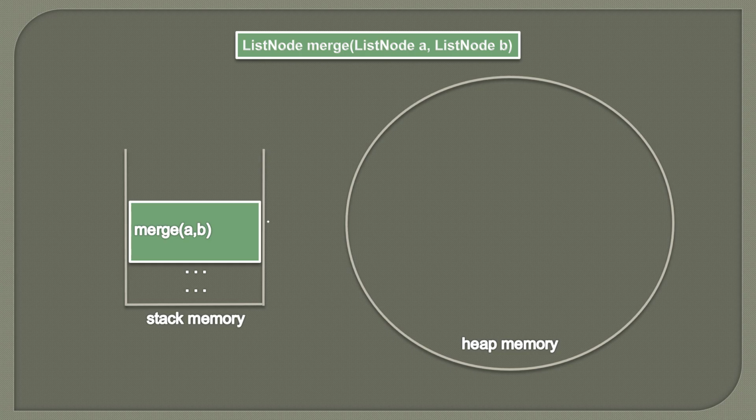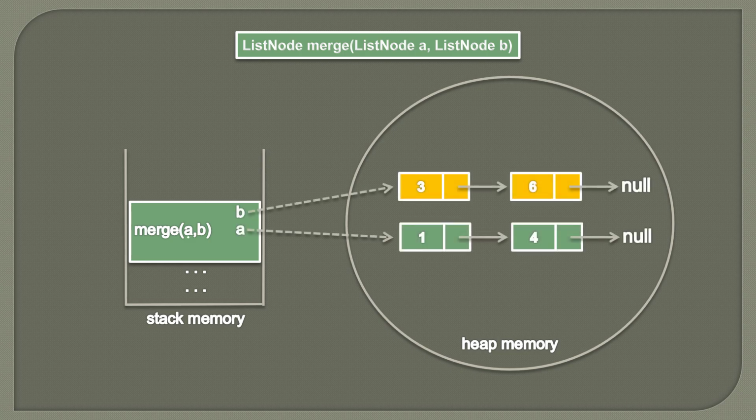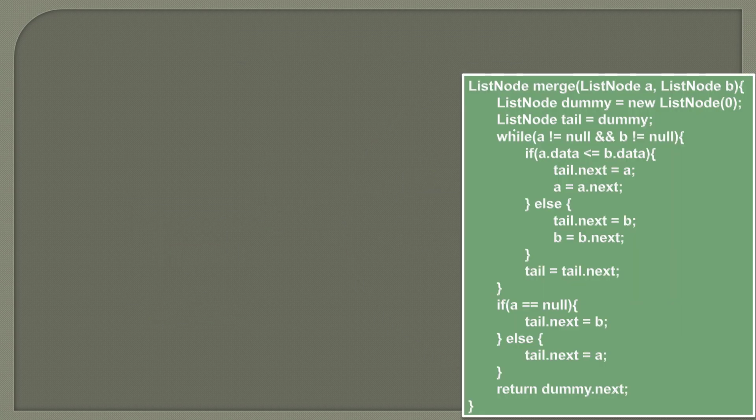So here if you see that whatever nodes A and B will hold, they will hold in the heap memory. So these are the objects which are of type list node, and A and B are references to these objects. So in heap memory it will look like this. And now we need to merge these two lists in such a way that the resulting singly linked list is also sorted. So just keep this thing in mind because it will be useful later.